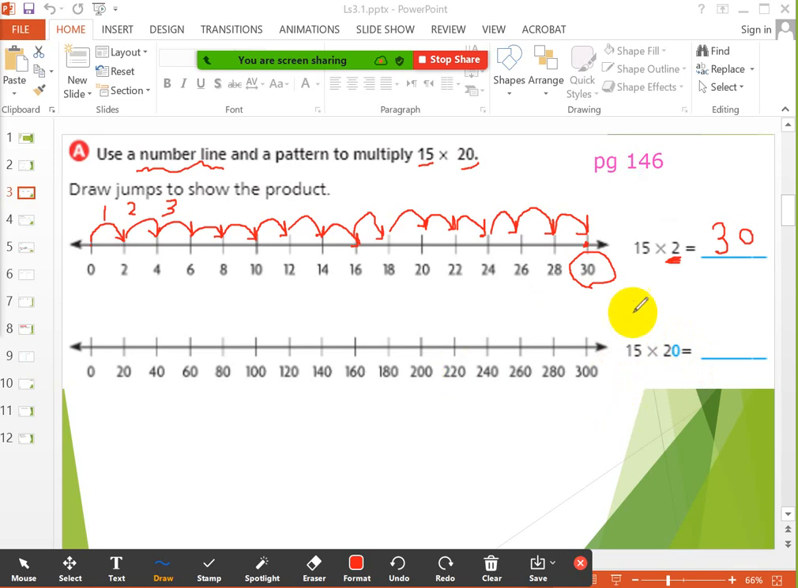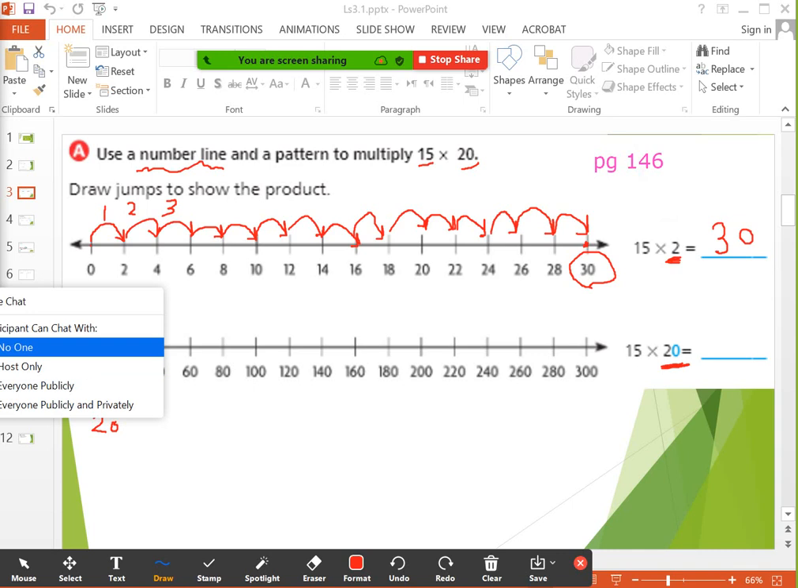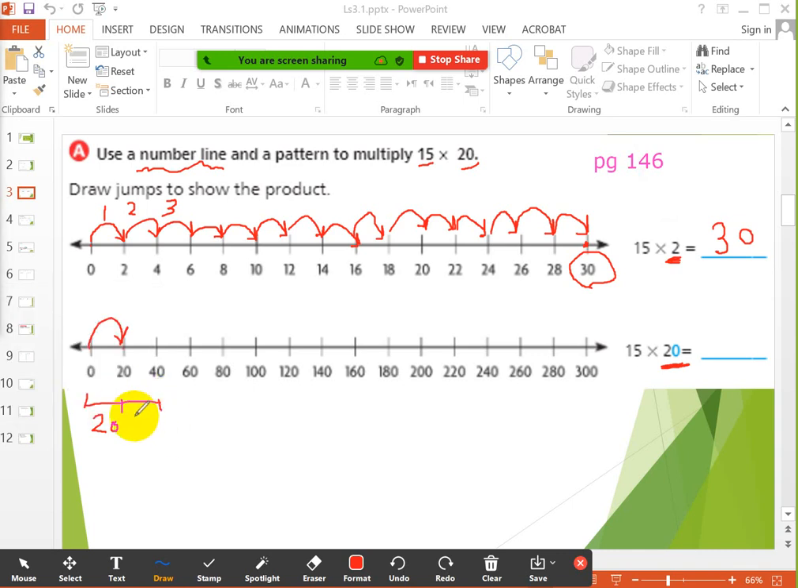So I have to jump here not 2 steps, I have to jump here 20 steps. In each jump, I have to jump 20: from 0, count 20, after 20, 40, add 20. So in each space, I have 20, not 2. Okay? So each piece here is equal to 20.